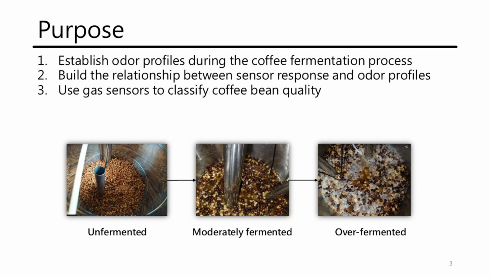As you can see in the images below, the fermentation progresses from unfermented to moderately fermented, and finally to overfermented, each with distinct characteristics that our system can detect.